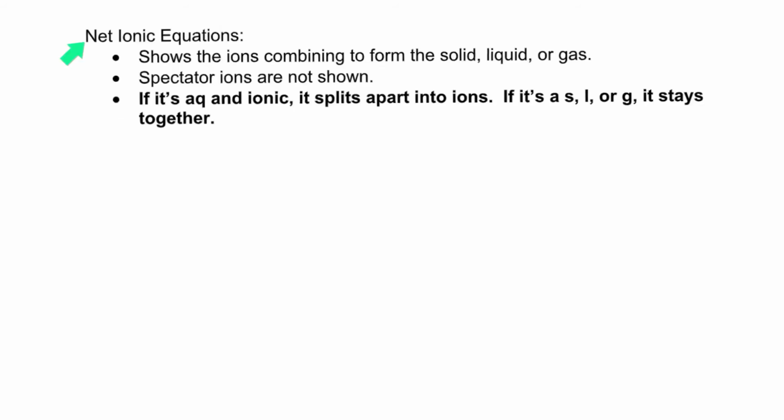Now we'll talk about net ionic equations. The purpose of a net ionic equation is to show exactly what's going on in a reaction, exactly what's changing. The ions that are combining to form either your precipitate, the solid, the liquid water, or one of those insoluble gases I just talked about. You'll end up crossing out spectator ions, so they're not going to be shown.